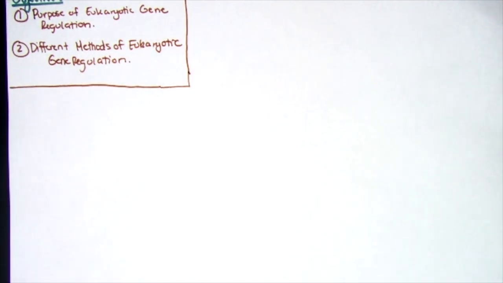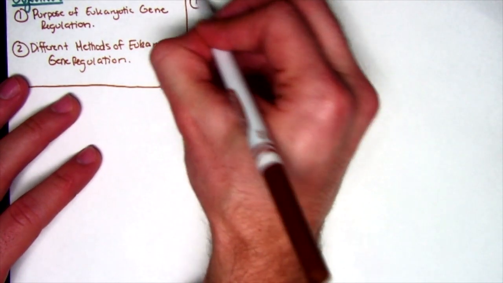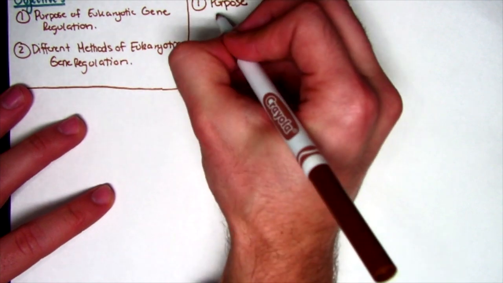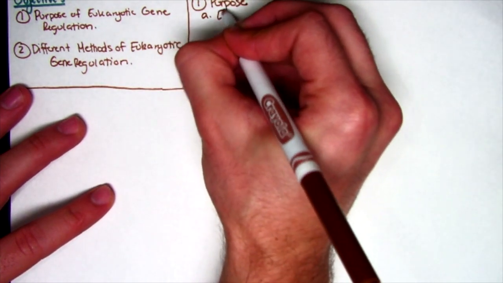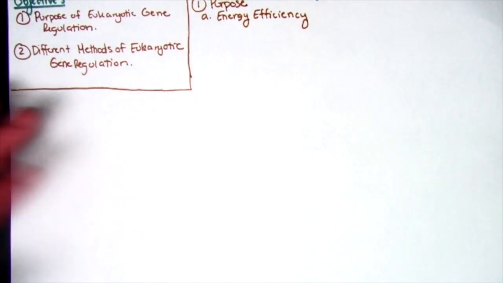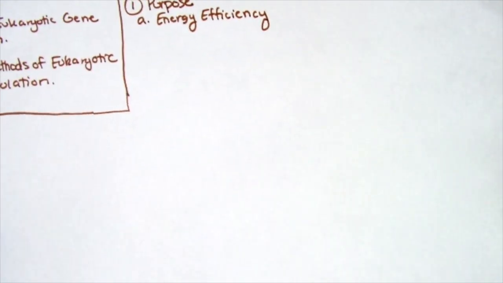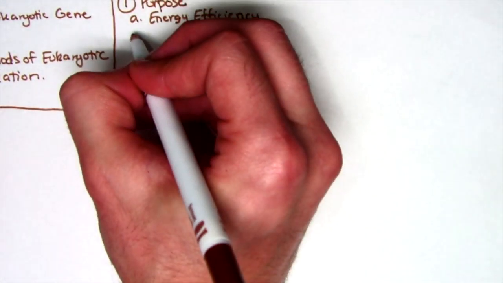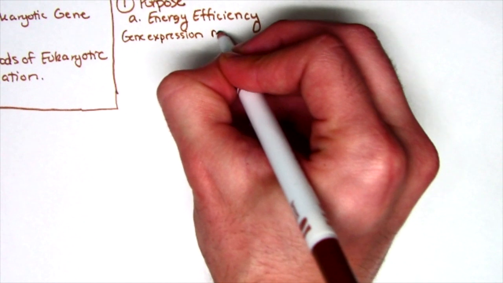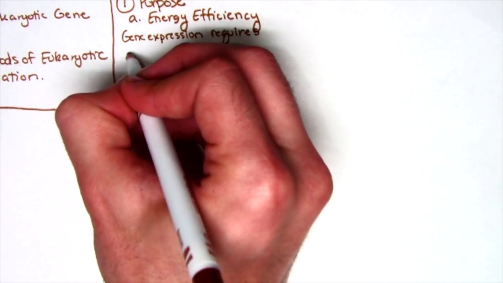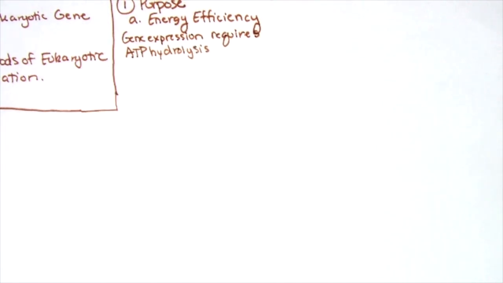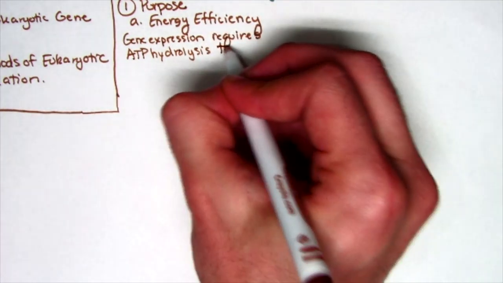Okay, so the overall purpose of eukaryotic gene regulation, one of these purposes we've seen already, which is energy efficiency. We'll keep on coming back to this, right? This idea of energy efficiency, which is gene expression requires ATP hydrolysis, the burning of energy, to occur.